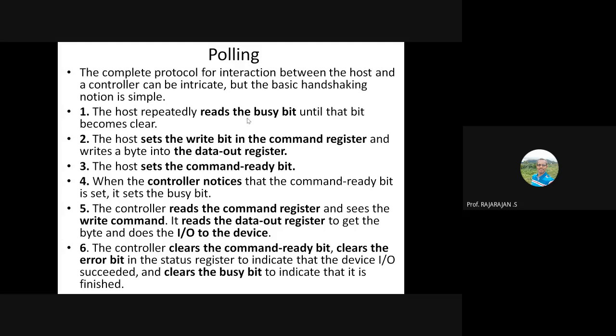And then there is an activity called polling. So the need of polling is that the complete protocol for interaction between the host and the controller can be intricate, but the basic handshaking is simple. The host in this case implies the specific device. As I told you, a controller is in charge of supervising a number of devices, and so each device can be treated as a host of a particular transaction. So now how can the host complete its task? It has to go through these steps.